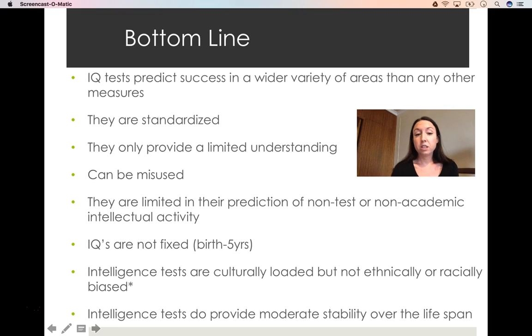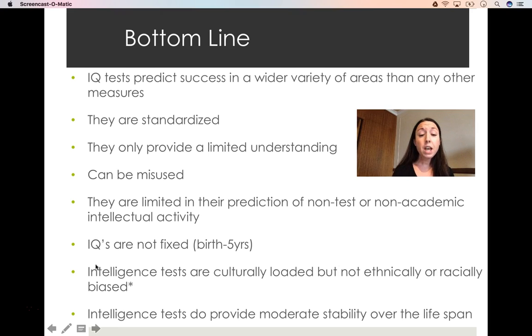IQs are not fixed, especially from birth to 5 years. We see a lot of growth, or we can see a lot of regression during that time period based on many things. It's important to note that intelligence tests are culturally loaded. If you look at IQ tests that we take in the US, there are a lot of items that, if you weren't a citizen of the US, you might not know some of them. But in general, they're not ethnically or racially biased, or they shouldn't be, and make sure that you understand the test construction to make sure that they're not that way.